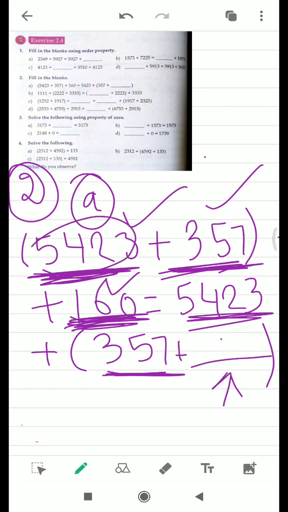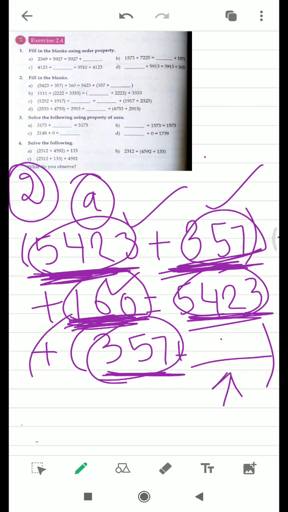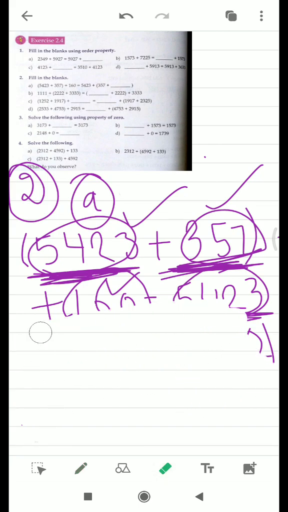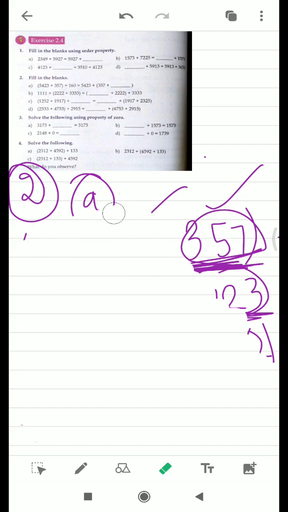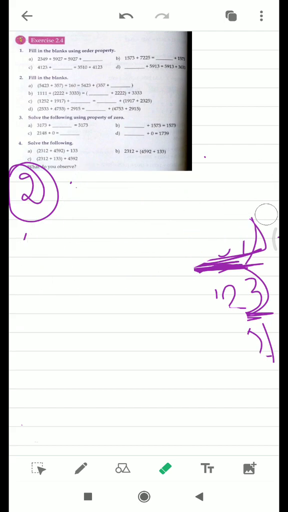Now see, this has already been written. This has already been written. Now which one is left? This one. 160. So it will come here. Right? I'm going to do this again for you in a clear way.